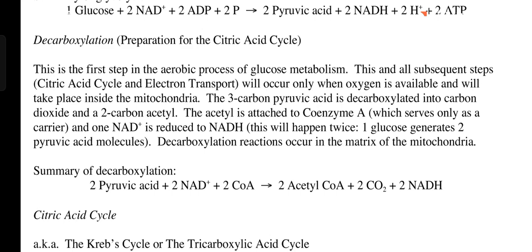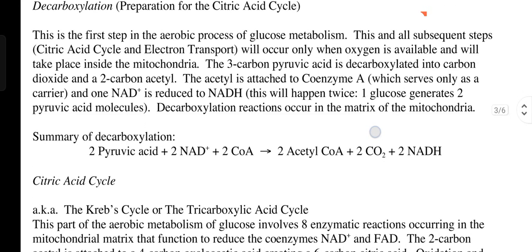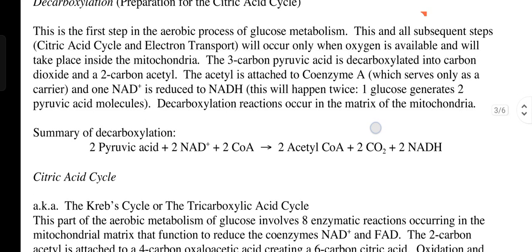Decarboxylation, preparation for the citric acid cycle. This is the first step in the aerobic process of glucose metabolism. This is all subsequent steps. Citric acid cycle and electron transport will occur only when oxygen is available and will take place inside the mitochondria.